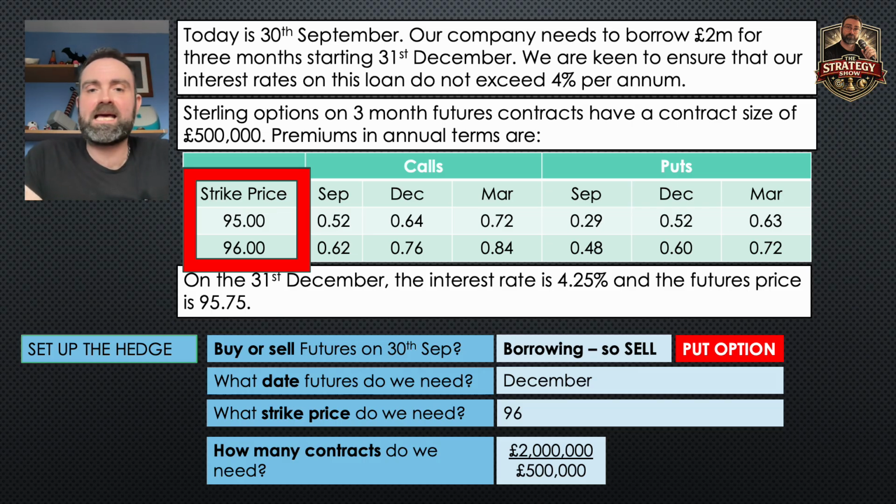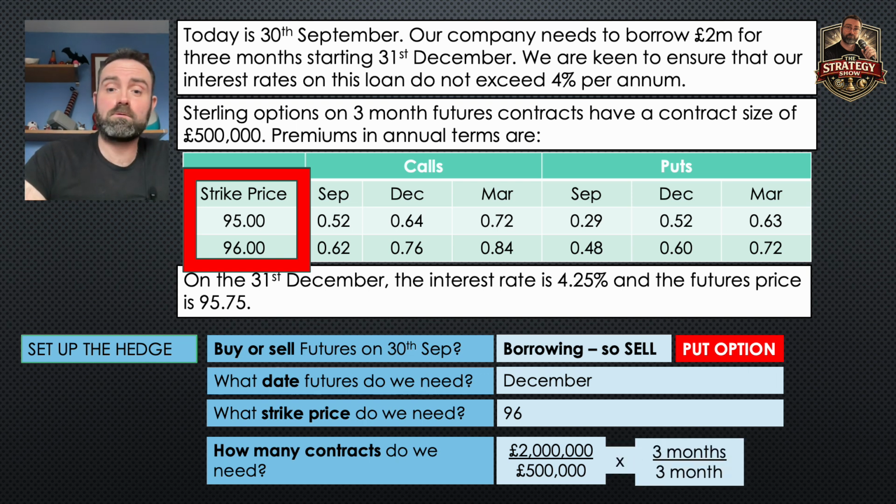If the loan had been for, say, 6 months, we'd have needed twice as many contracts. If it had been 9 months long, we'd have needed 3 times as many contracts. But in this case, it's only a 3-month loan, so essentially those 4 contracts will see us right for the whole duration. Now, it might seem a bit pointless to multiply by 3 months over 3 months in the calculations here, but I always show it just to make sure that we never forget to multiply by the length of the loan divided by 3.